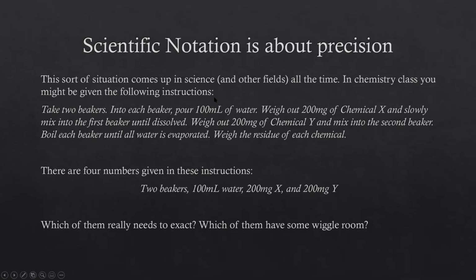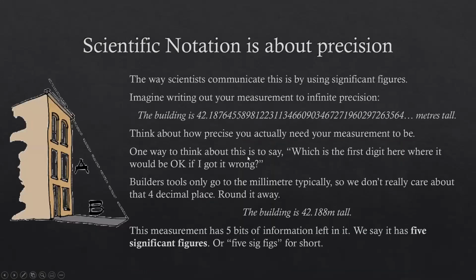Okay. All right, so here's how, went too far. So here's how we deal with this. Here's how we deal with this using scientific notation. So the way we communicate this is we use significant figures. So what we do is we imagine writing out the measurement to infinite precision.